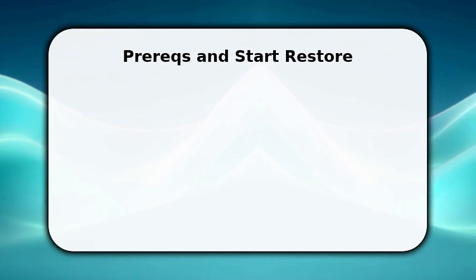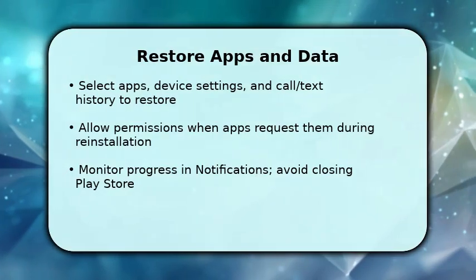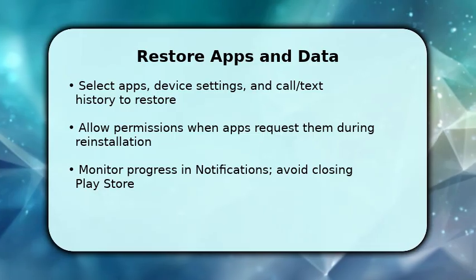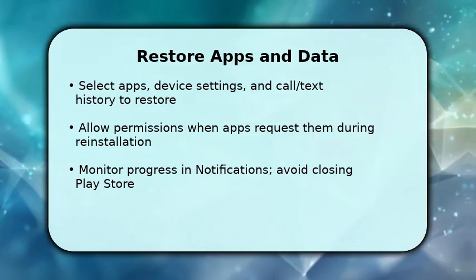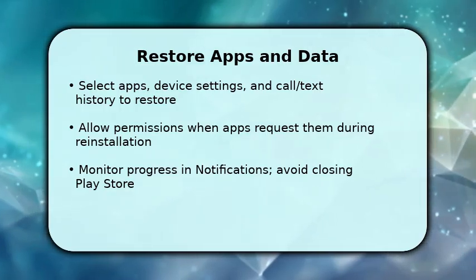Next, you'll control what specifically comes back: apps, photos, messages, or settings. After choosing items to restore, the Play Store re-downloads apps and Android applies settings. That's why you should keep the screen active and be patient.